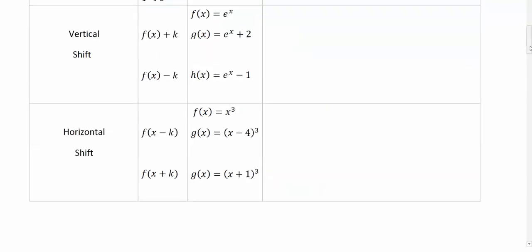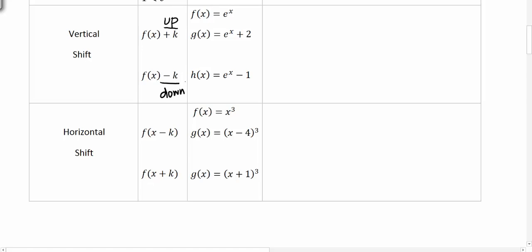The next types of transformations that we consider are shifts. So we're going to take our graph and we're going to move it around in space. The directions we can move it are up and down or left and right. So we start with a vertical shift. The vertical shift is going to happen when we add or subtract a constant from our function. If we add a constant, that's going to move our graph up. If we subtract a constant, that's going to move our graph down.